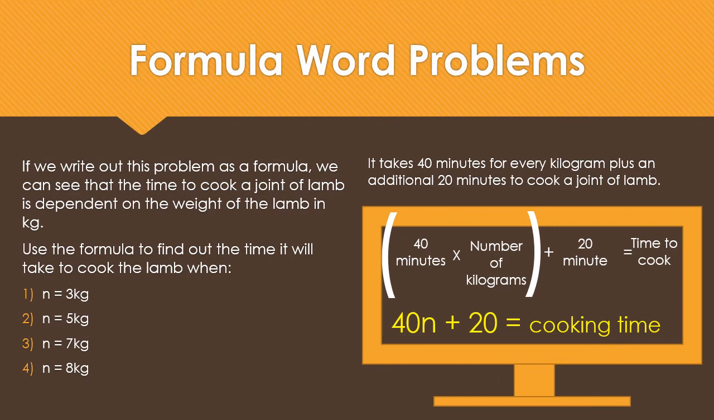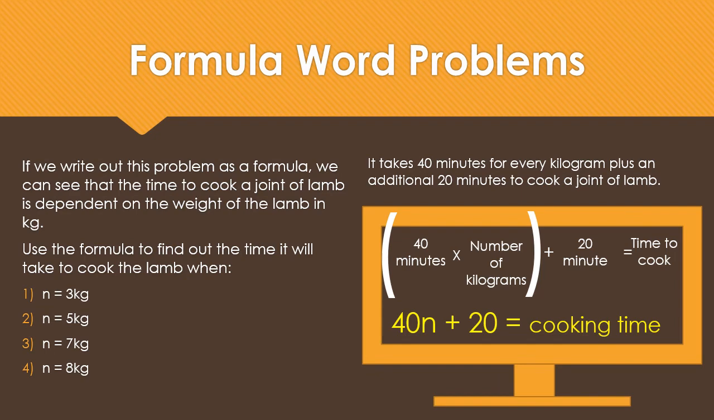when the weight of the lamb is 3 kilograms, so the number of kilograms is 3, and do the same with 5, 7, and 8. Now we've talked about 3 kilograms as our example, so that should help a little. And then I'd like you to use that same formula, 40n plus 20 equals cooking time, to help you find out the cooking time needed for a joint of lamb weighing 3, 5, 7, and 8 kilograms.